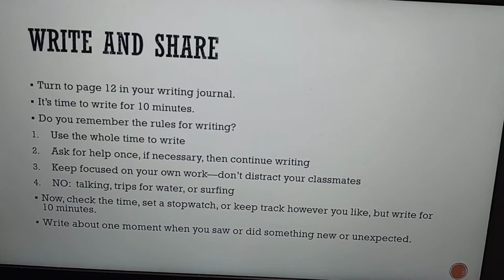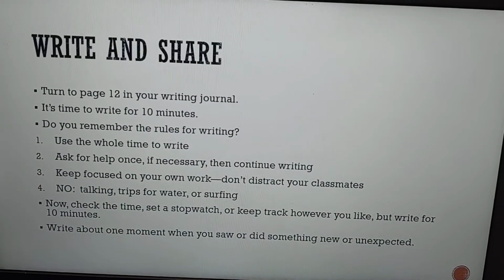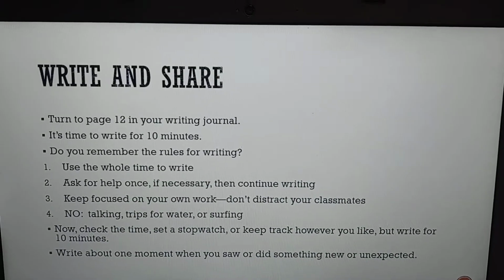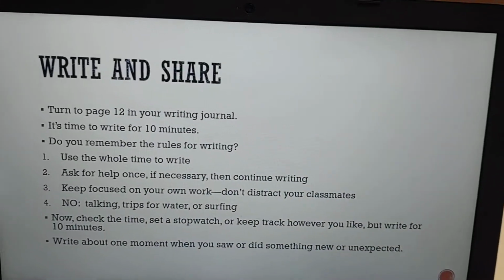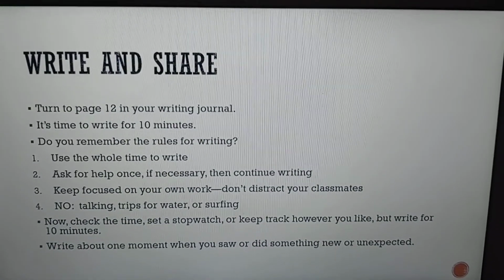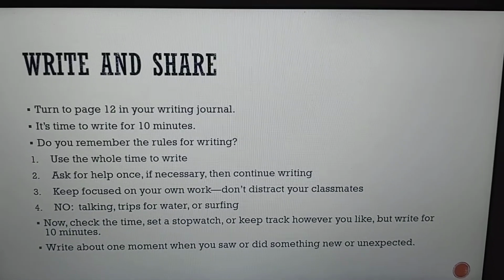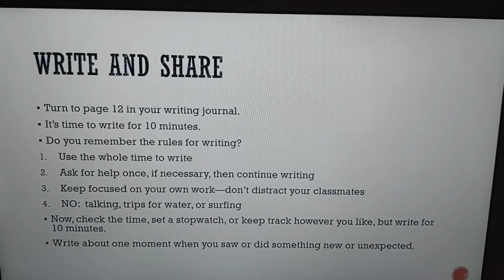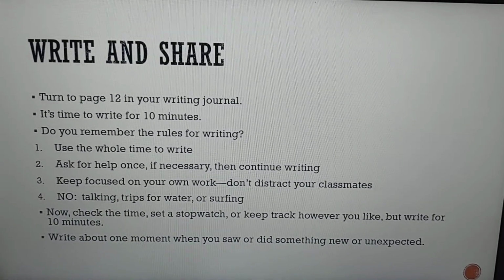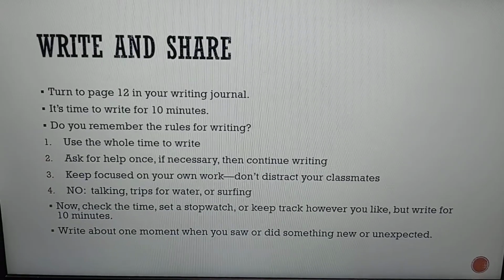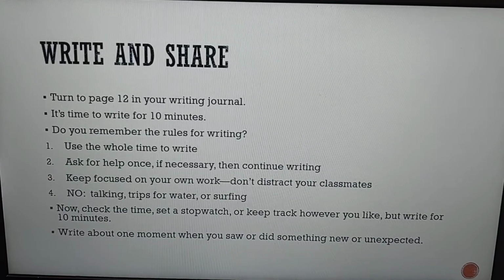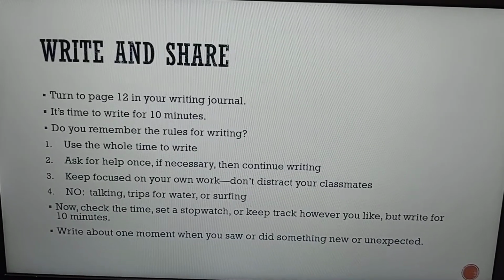Write and share. Turn to page 12 in your writing journal. It's time to write for 10 minutes. Do you remember the rules for writing? Use the whole time to write. Don't get distracted. Make sure you're using the whole time. Ask for help once if necessary, then continue writing. So if you need to ask me a question or a parent or an older sibling, you can do that. But make sure you get back to writing as quickly as possible.